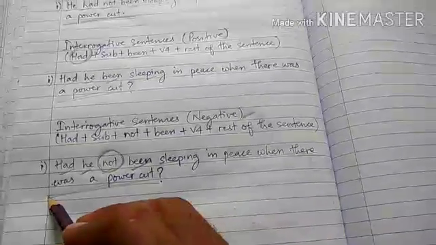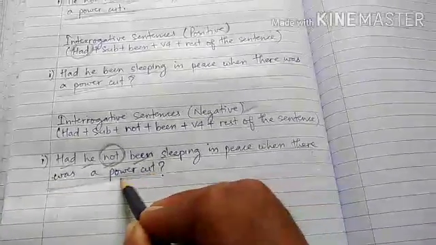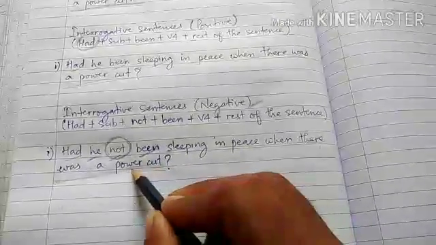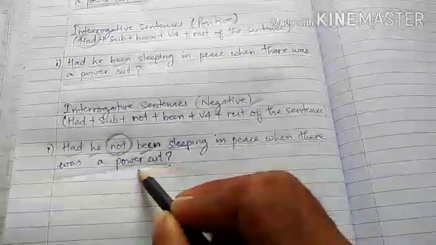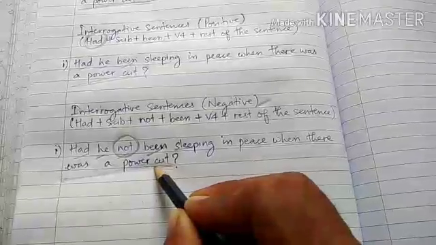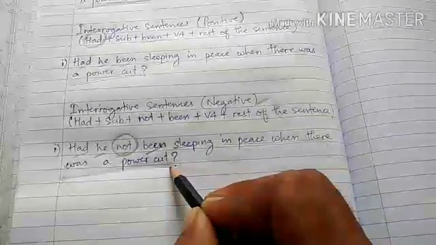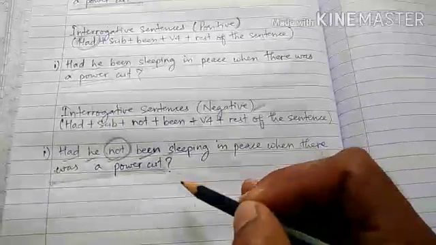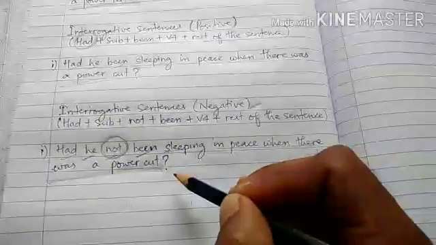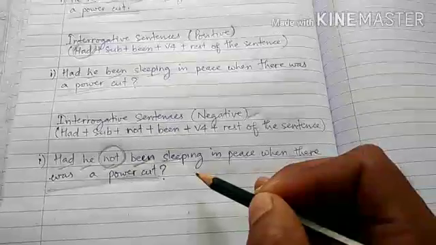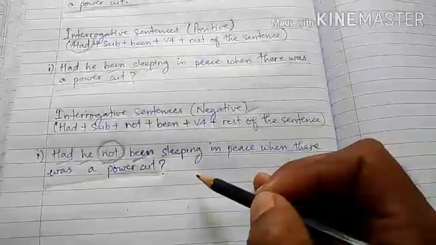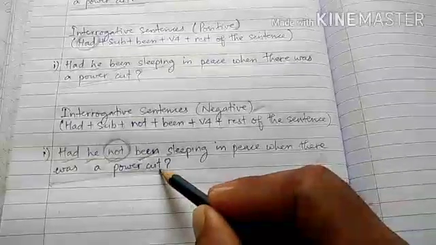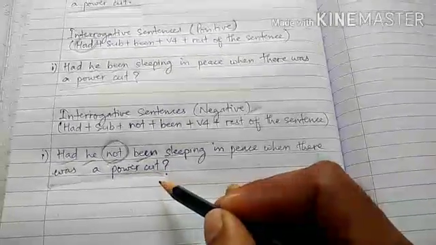Okay students, I hope you have understood the uses of the past perfect continuous tense, the kinds of actions that we express in the past perfect continuous tense, and the different sentence structures when we write sentences in the past perfect continuous tense, and how to transform the affirmative sentences in the past perfect continuous tense into negative and interrogative sentences. Interrogative, both positive and negative. Okay, so I hope you have understood this process as I have explained here.